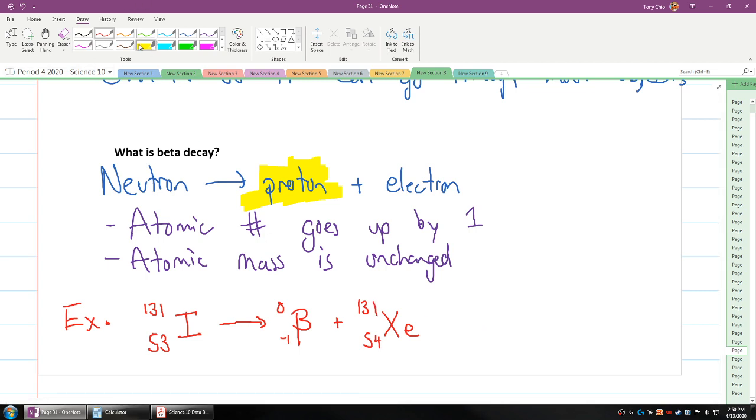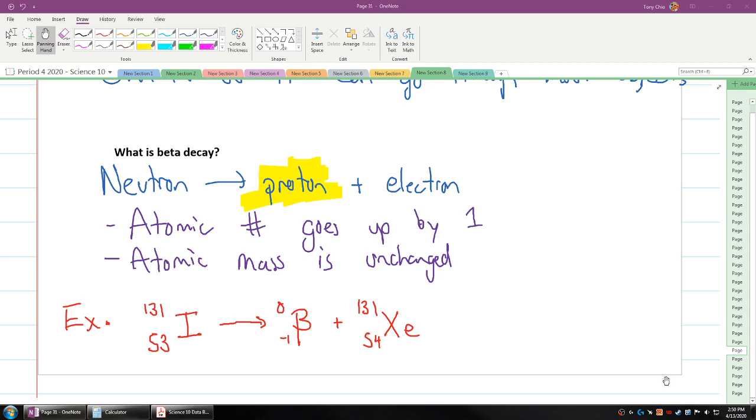Now, why does it do that? It's because the neutron that sits in iodine decays. It's going to spit out an electron, which is our beta particle, but it's also going to produce a proton, which is why our atomic number goes up by 1. And this is a lot more stable because of that.